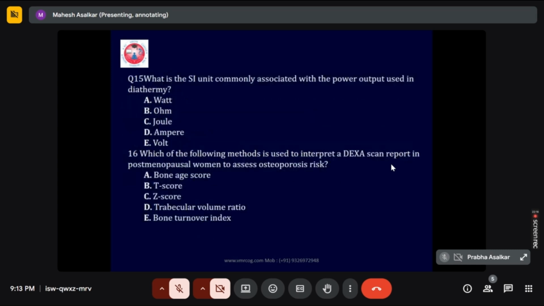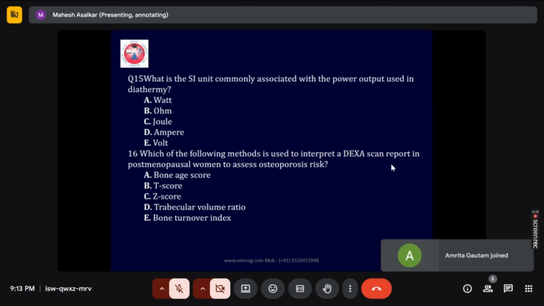What is the SI unit commonly used associated with power output used in diathermy? A. Watt, B. Ohm, C. Joule, D. Ampere, E. Volt. C. Joule. Diathermy, what we use? SI unit for power output. It's Ampere. No, it's watt.